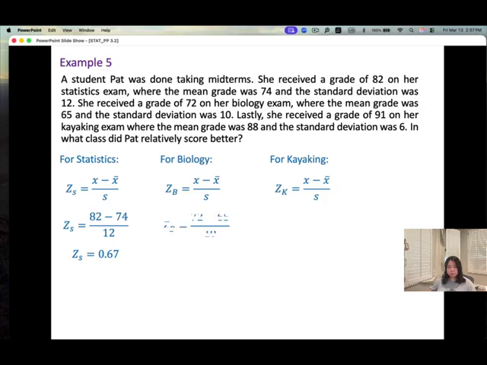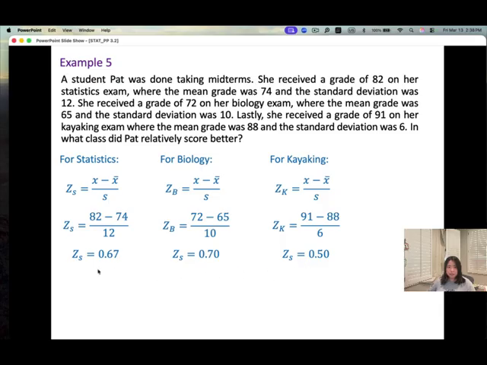Check your work. Biology exam, so we received the 72, right? And then the mean will be 65, standard deviation will be 10. So she got 0.70. Again, it's going to be above the average, right? Last one, check your work. You should get 0.50.